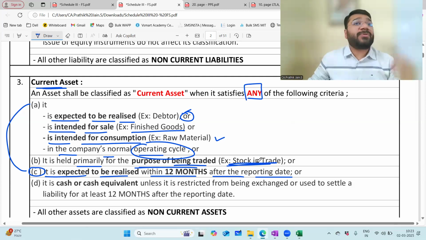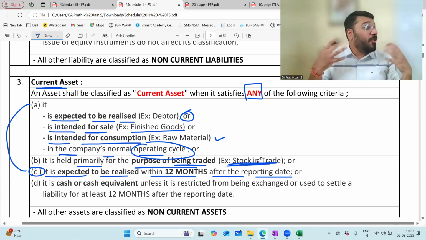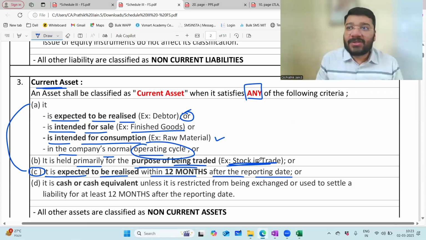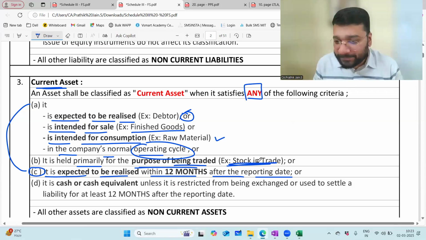When I ask a question, what are you supposed to do? Answer. How? Loudly. So point number A, B, and C. Do you have any problem?